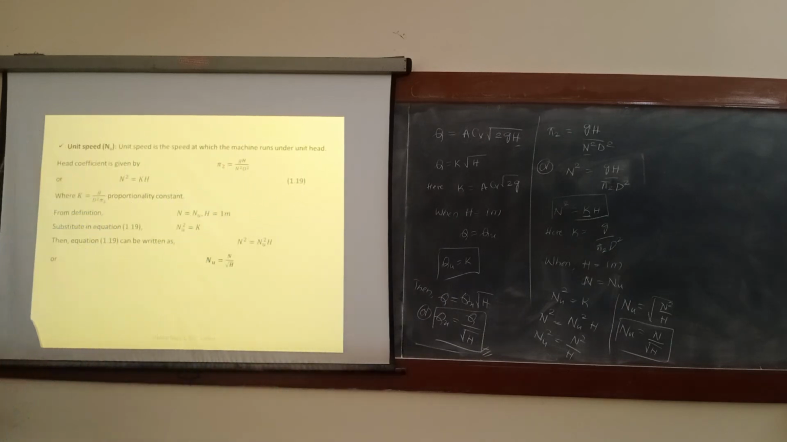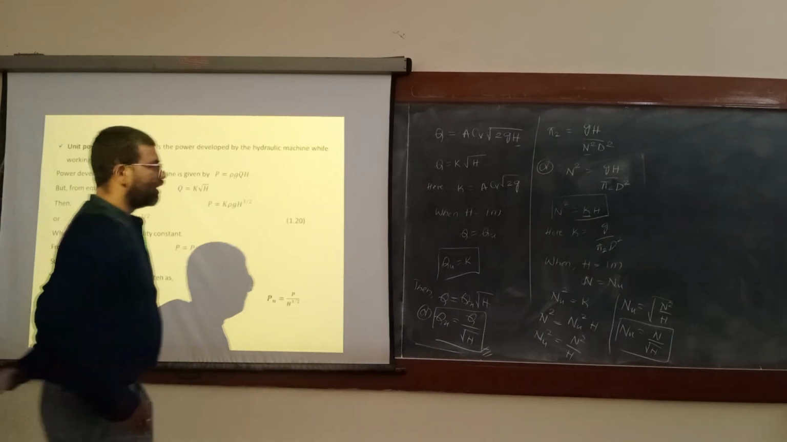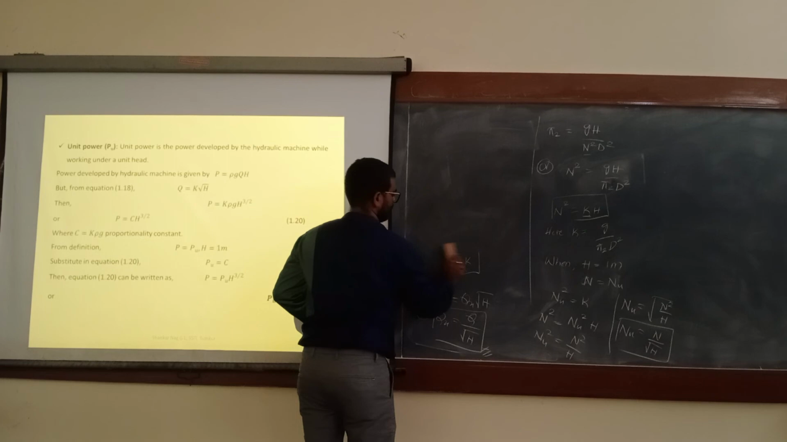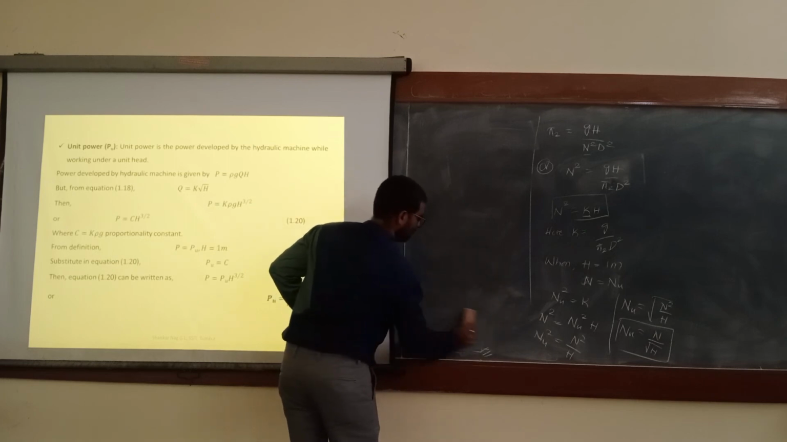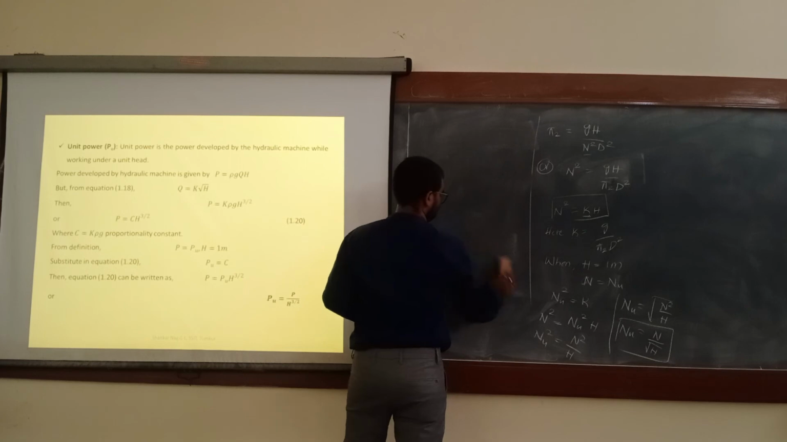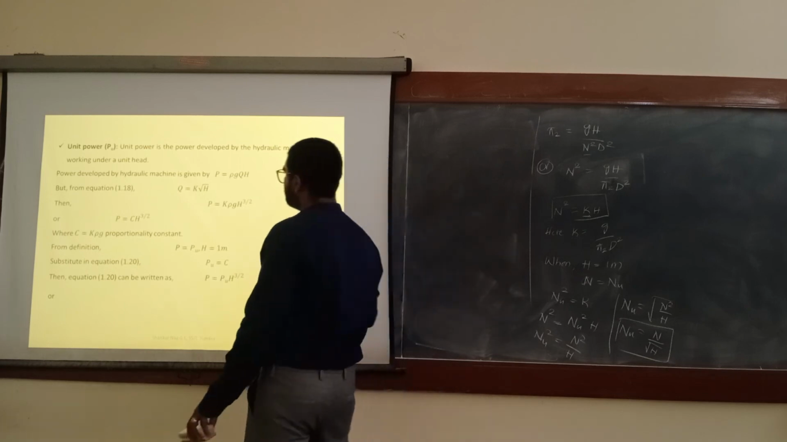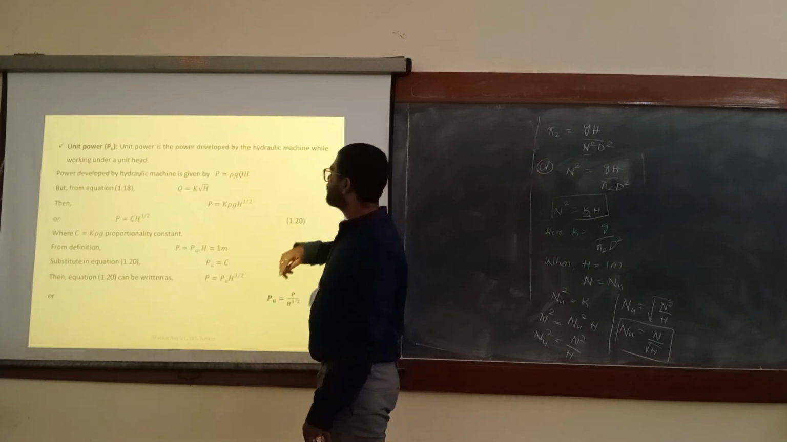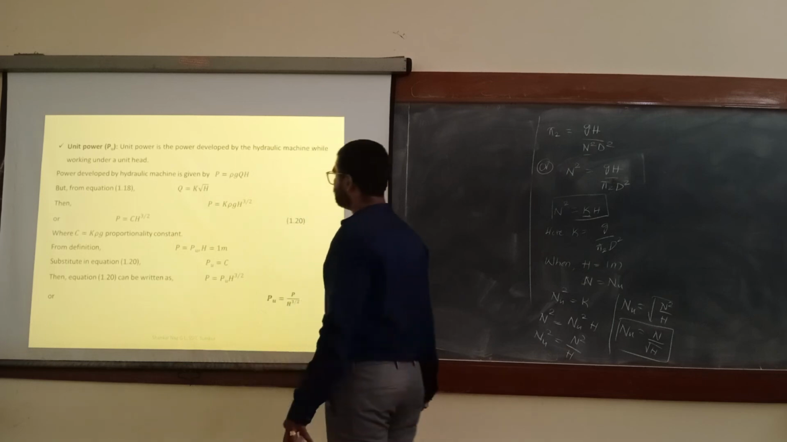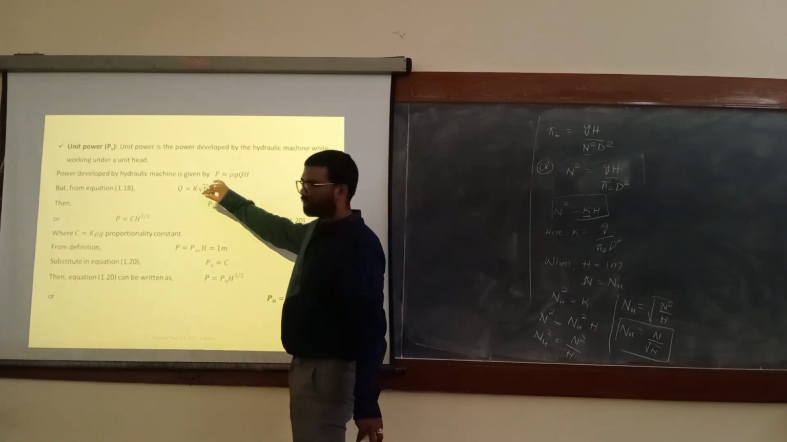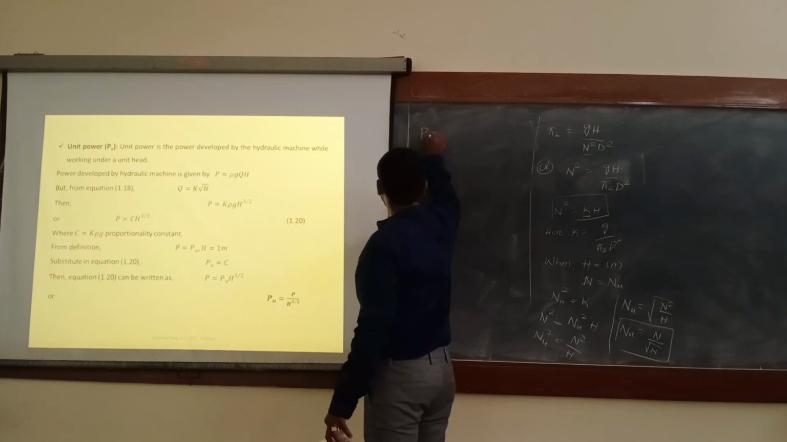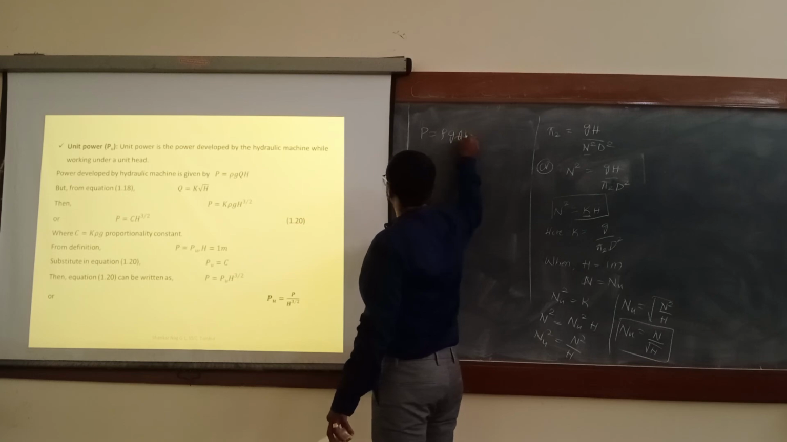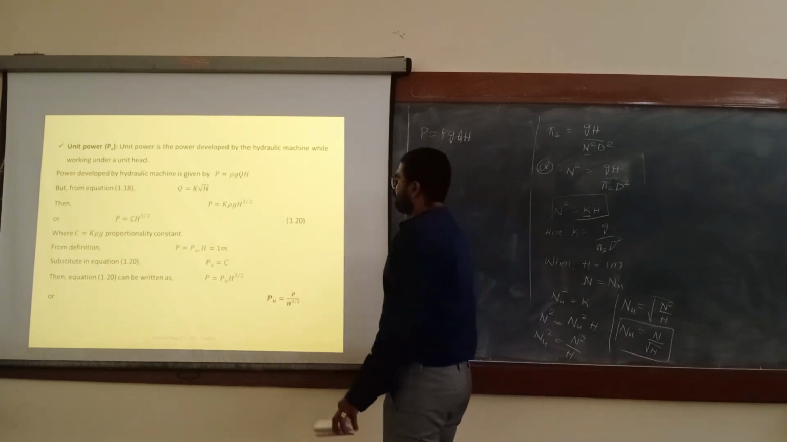Similarly, we have the unit power. What is the definition of unit power? Unit power is the power developed by the hydraulic machine while working under a unit head. Here the unit power is derived from the power equation. What is the power equation? P is equal to rho g Q H.